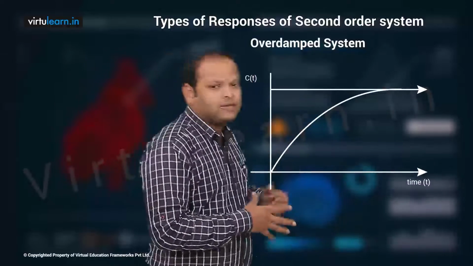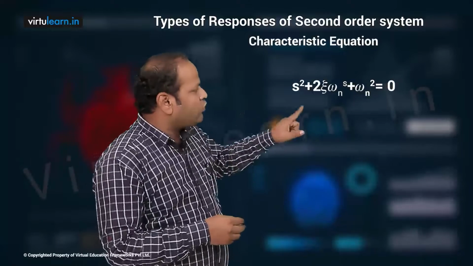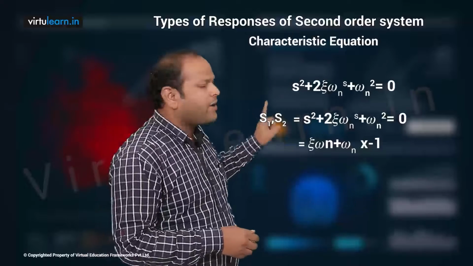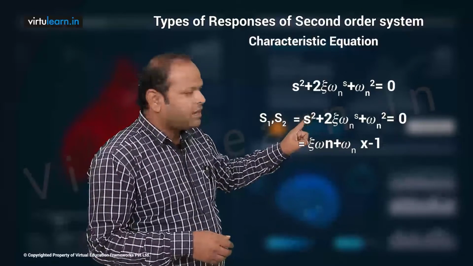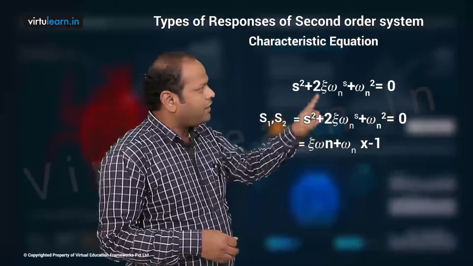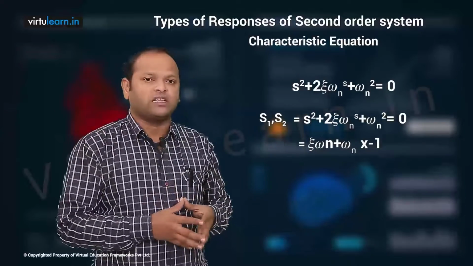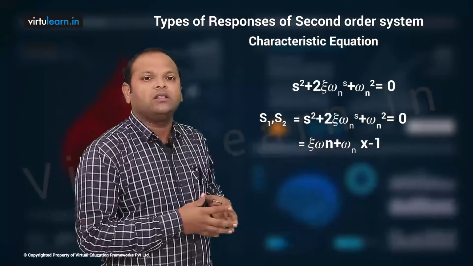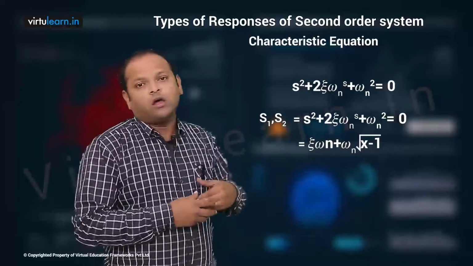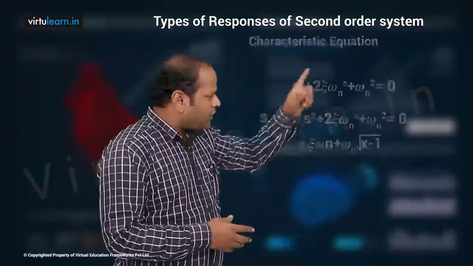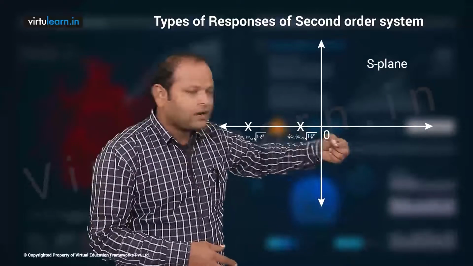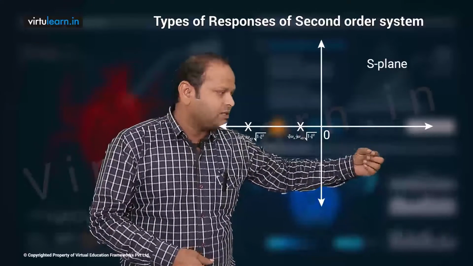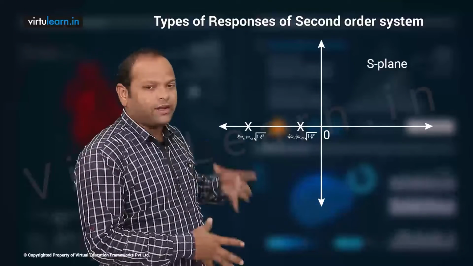Then if you look at the characteristic equation again, s square plus 2 zeta omega n s plus omega n square is 0, the roots will be s1, s2 equal to minus zeta omega n plus or minus omega n into under root of zeta square minus 1. That means both the poles are real, but they are unequal. So the roots are real and unequal, and you can locate them in the S-plane. I have one pole here and another pole here. One pole is going nearer to the origin or imaginary axis, another pole is going towards minus infinity.